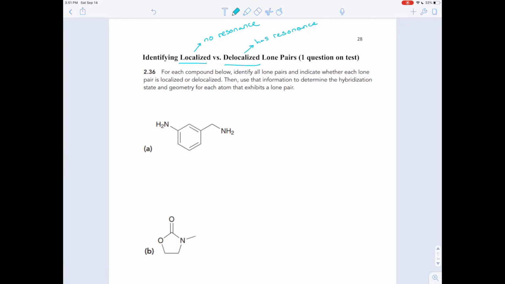The exercises, though, are asking about a little more information. They say, indicate whether each lone pair is localized or delocalized. So that means, does it have resonance, or does it not have any resonance involved with it? And then it asks you to use that information to determine the hybridization state, so sp3, sp2, sp, and the geometry for the atom that exhibits the lone pair. So this is really asking for three things. 1, localized or delocalized. 2, hybridization state. And 3, geometry.